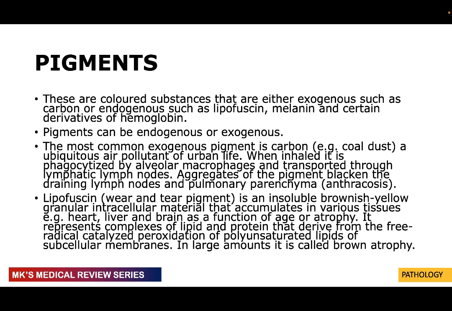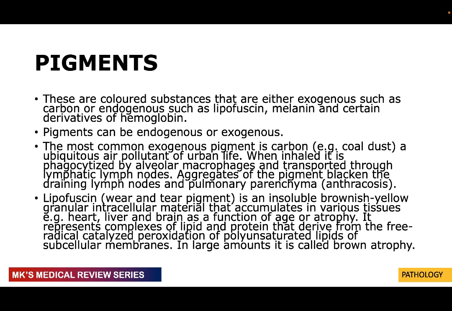It's a very common air pollutant, especially for those living in urban areas. Once you inhale this carbon, the macrophages attempt to phagocytose it, but they don't have the enzymes that can break it down. So it persists in these macrophages, and as they move through the lymphatic system, they reach the lymph nodes. This pigment can sometimes aggregate and even darken or blacken the draining lymph node, and even the pulmonary parenchyma can sometimes be darkened in a process known as anthracosis.